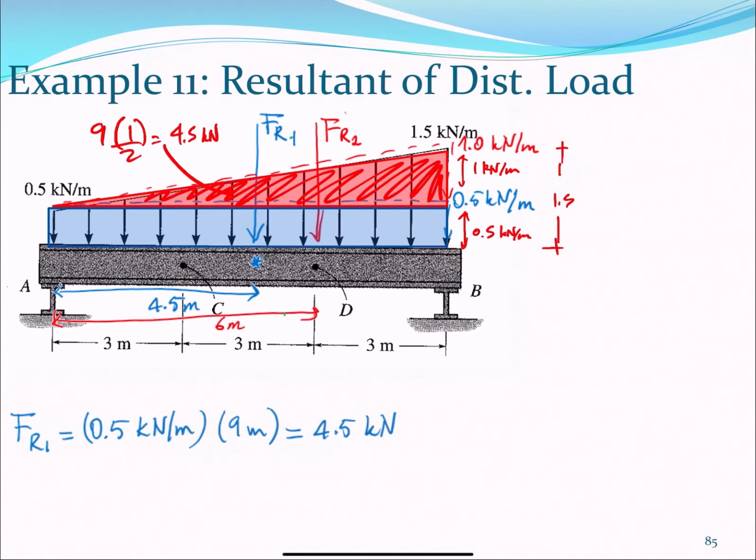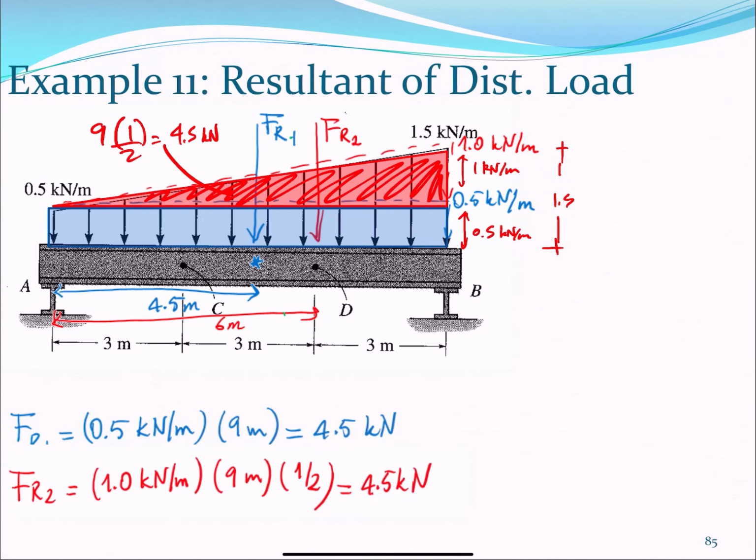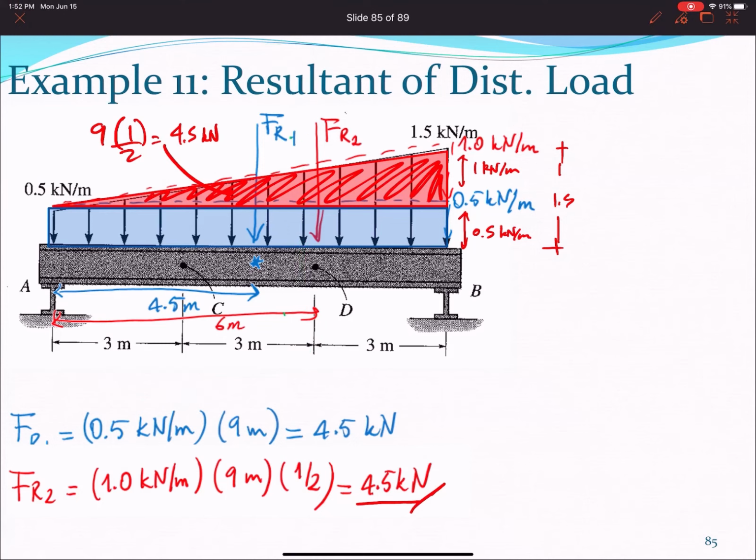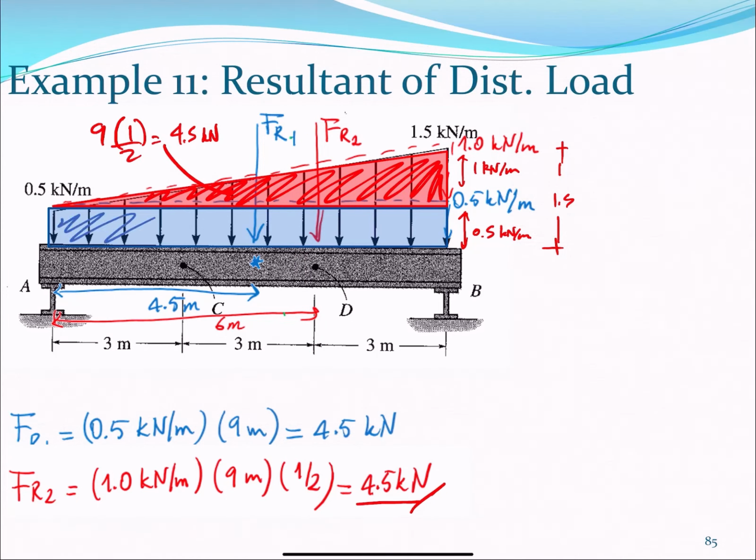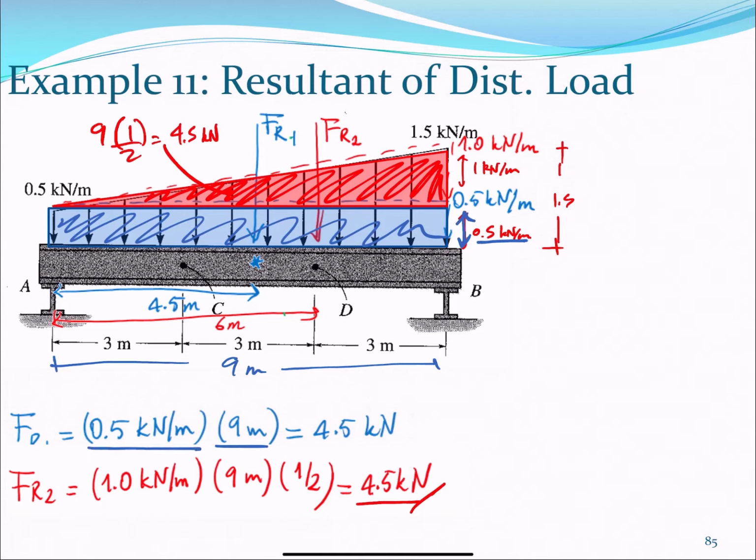So the red one is 4.5 kilonewtons. And what about the blue one? The blue one is a rectangle, and its area is 9 meters times the height of the rectangle, which is 0.5 kilonewtons per meter. So the area of the rectangle is 0.5 times 9 meters, which gives me 4.5 kilonewtons.